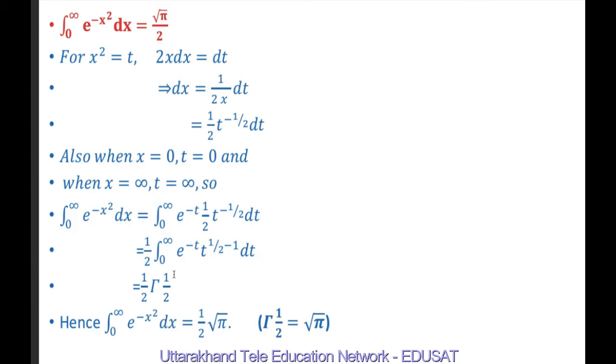So 0 to infinity e raised to power minus x square dx is equal to half gamma half. Gamma half is nothing but under root pi. So under root pi upon 2. This we have proved in previous slide.